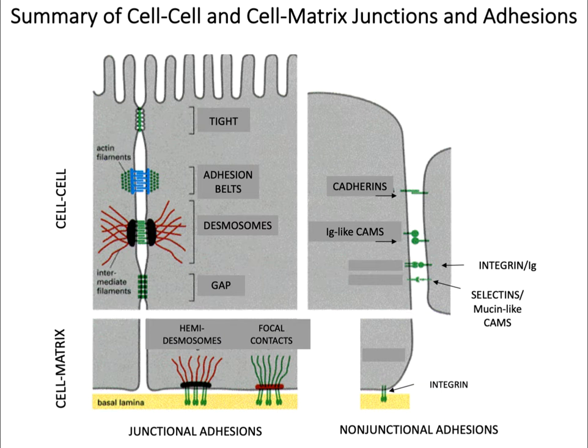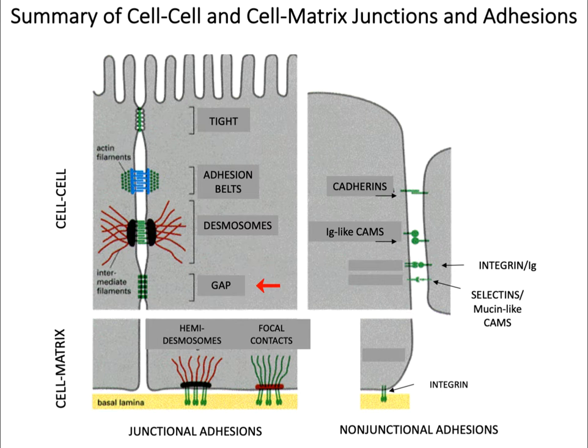So this final slide is just a summary of all of the junctions that we talked about. We talked about the tight junctions, shown here close to the apical side of the epithelial layer. Then there are adhesion belts right below these tight junctions. There are the desmosomes right below those adhesion belts. And then below desmosomes are the gap junctions, and all of these are cell-to-cell interactions. At the bottom of this figure are the hemidesmosomes, which are integrin-based cell matrix junctions. And there are focal contacts, which are also integrin-based cell matrix junctions.